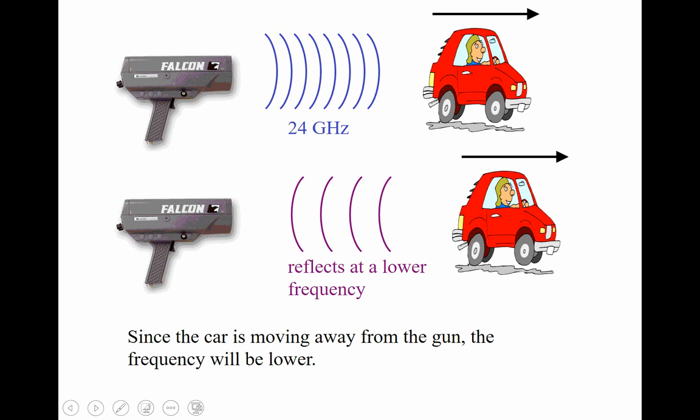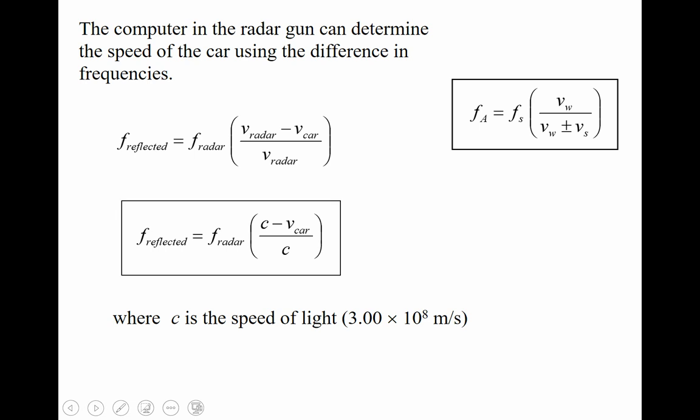In this case, it would reflect back at a lower frequency because the car is moving away from the source. So if we wanted to do the math, we'd say our apparent frequency, which in this case is our reflected frequency, is equal to the frequency from the radar gun, that's our source frequency, times the speed of the radar over the speed of the radar minus the speed of the car. I think this should be flipped, now that I've noticed that for the first time. Flip that upside down. But anyways, long story short, you can solve for the speed of the car. The reason why we've replaced the speed of sound with C is because C is the speed of light, and radar travels at the speed of light. So it's radio waves.